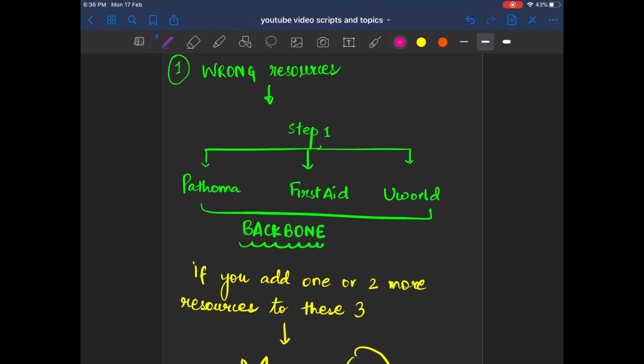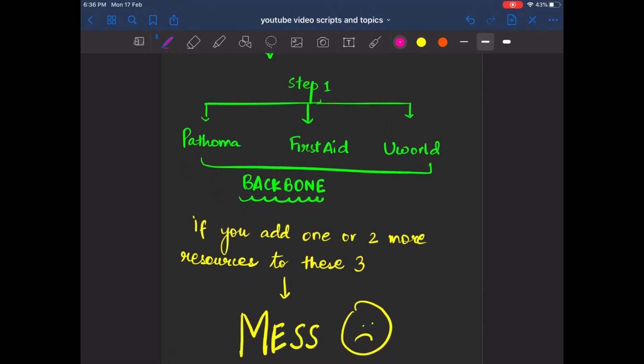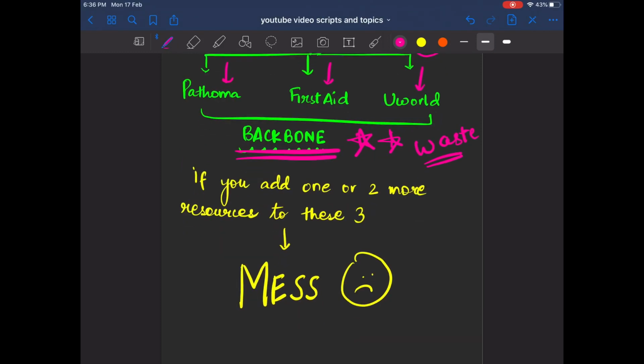Now, coming to the wrong resources, the main resources for USMLE Step 1 are Pathoma, First Aid and UWorld. These three are the backbone of USMLE Step 1. You have to remember, apart from these three resources, if you're gonna use any other additional resource, then you're gonna waste your time. I'm telling it to your face because I've tried and tested this. I had so many numerous resources on my laptop, and I used to open those and I just got confused, and that was a wastage of my precious time. It'll create a mess in your preparation.